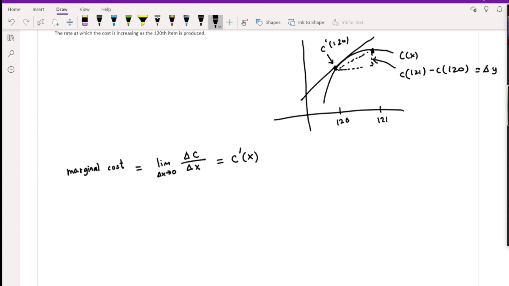To be more precise, the marginal cost is the instantaneous rate of change of cost with respect to the number of items produced. So that's basically what we are talking about.